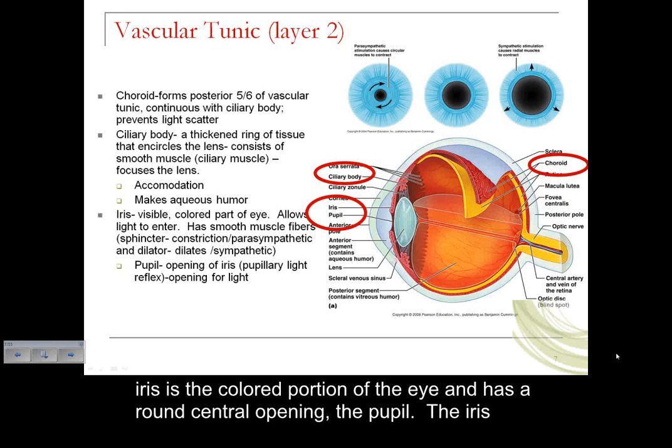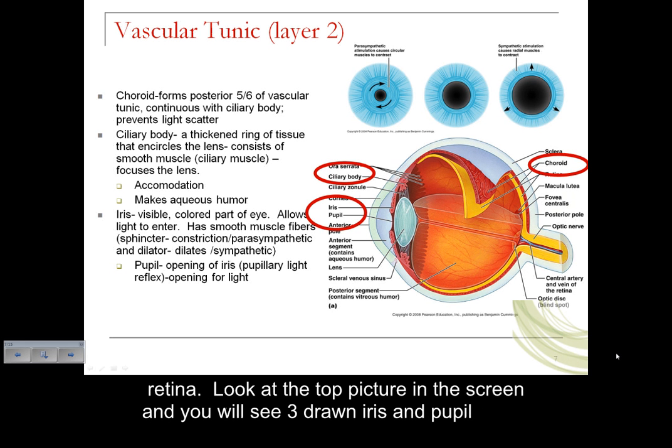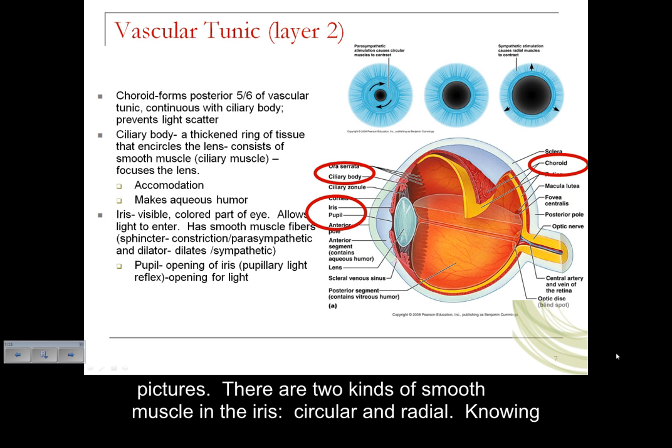Next, for the vascular tunic, is the iris. The iris is the colored portion of the eye and has a round central opening, the pupil. The iris is in charge of controlling the diameter of the pupil in order to let in light to reach the retina. Look at the top picture on the screen and you will see 3 drawn iris and pupil pictures.